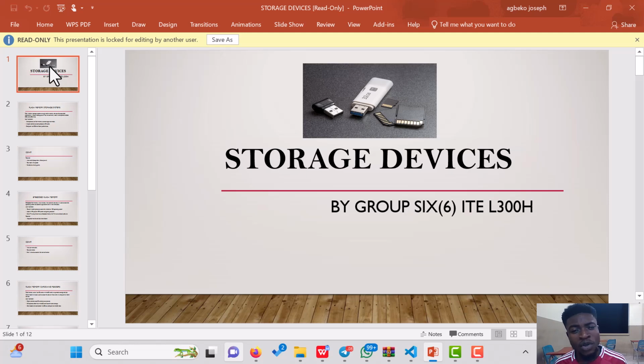We have two categories of storage devices. They are the permanent storage devices and the temporary storage devices. Permanent storage devices are used to store data permanently. For example, we have the HDD and the SSD. Temporary storage devices are devices used to store data temporarily. For example, we have the pen drive and the memory card. So, to get a whole concept of everything, let's move to the next slide.